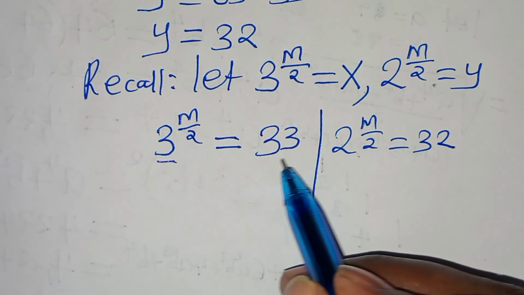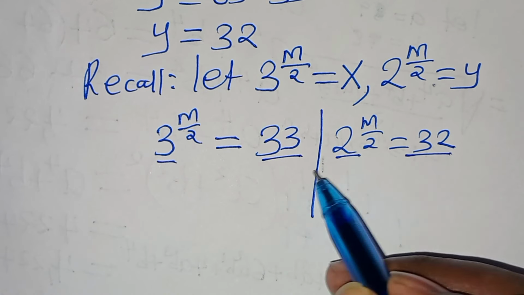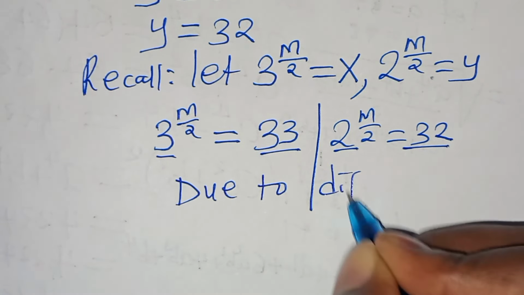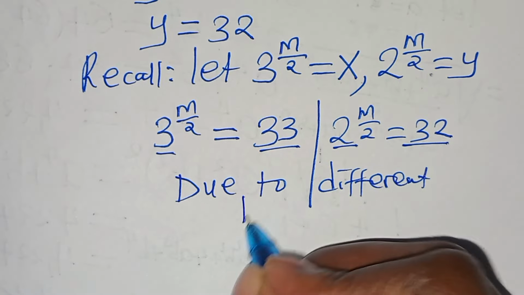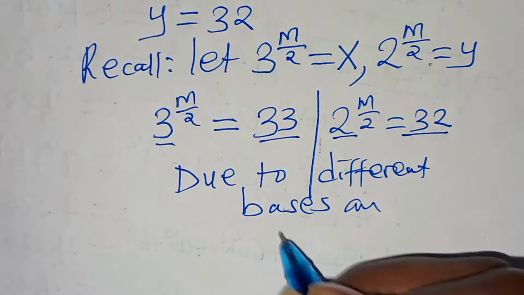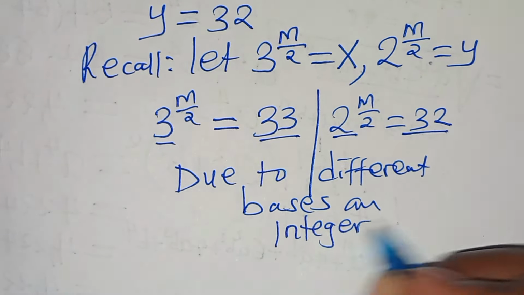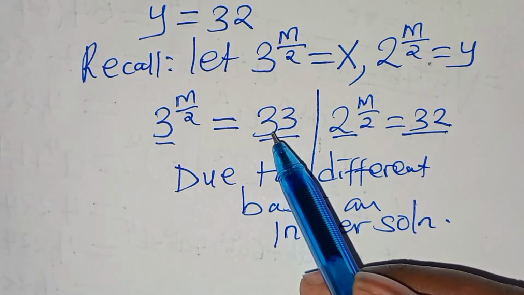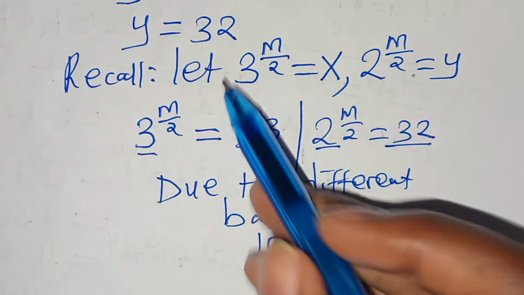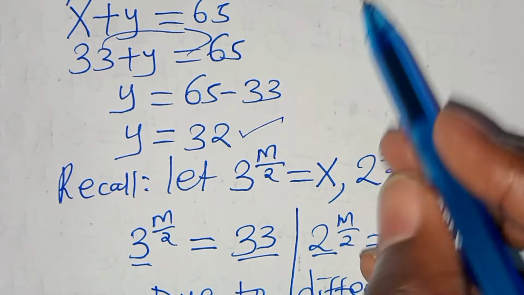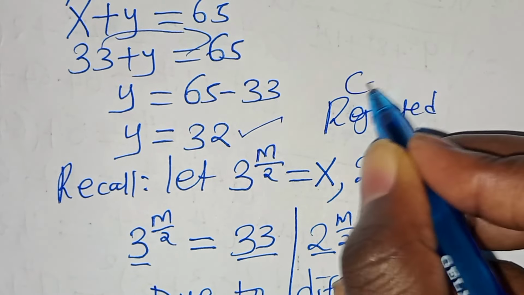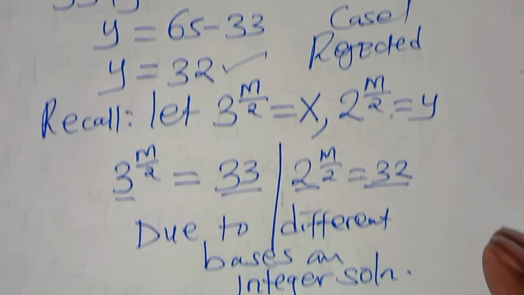So if we compare the bases here, the bases are not the same, and this means that due to different bases, this part will not give us an integer solution. So there will be no integer solution from this part. So this means that x equal to 33 and y equal to 32 will not give us an integer solution. So case 1 is rejected. So let's proceed to case 2.